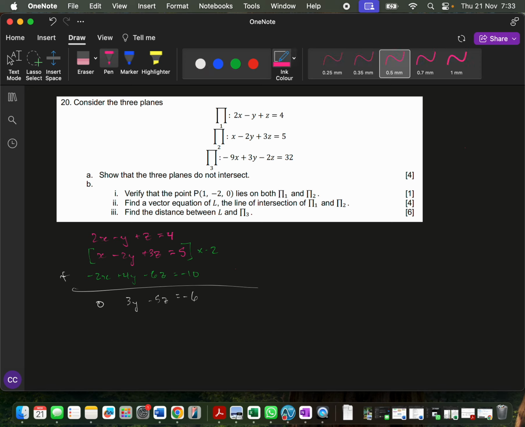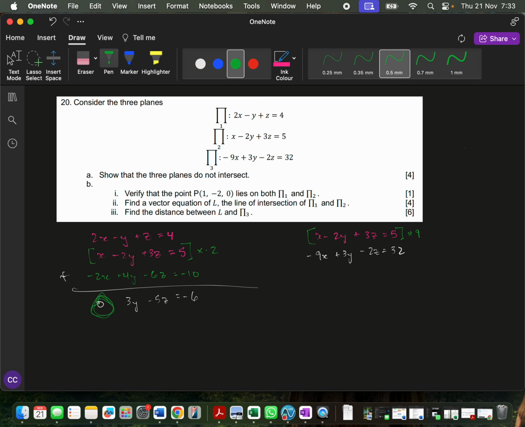I'm going to pick my second one, which is x minus 2y plus 3z equals 5. And then I'm going to do the third one, so negative 9x plus 3y minus 2z equals 32. Well, the easy way of combining those two is multiplying this one by 9, because again, I got rid of the x in that first one, so I need to get rid of the x this second time as well.